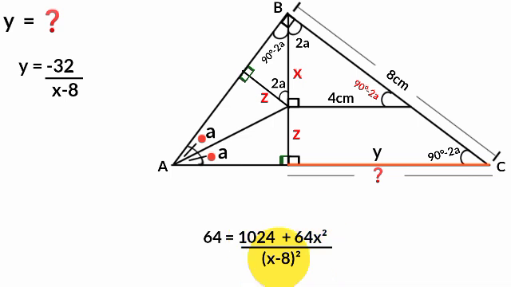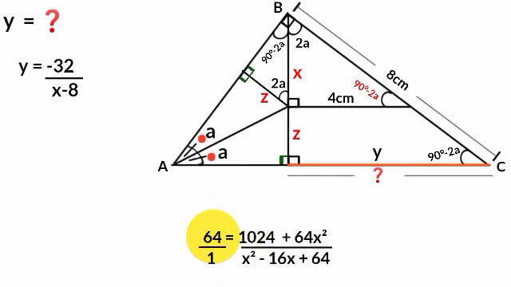(x minus 8) all squared is (x minus 8) times (x minus 8), which is also x times (x minus 8) minus 8 times (x minus 8). x times (x minus 8) is x squared minus 8x. And minus 8 times (x minus 8) is minus 8x plus 64. Minus 8x minus 8x is minus 16x. So it is x squared minus 16x plus 64. Therefore, 64 equal to 1024 plus 64x squared all over x squared minus 16x plus 64.